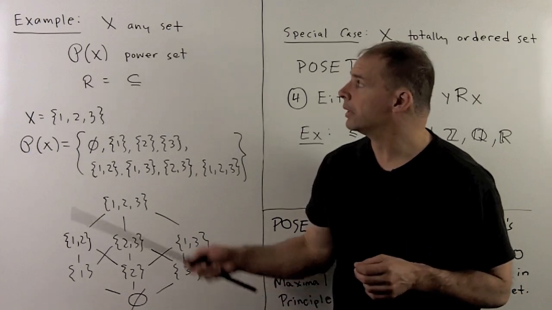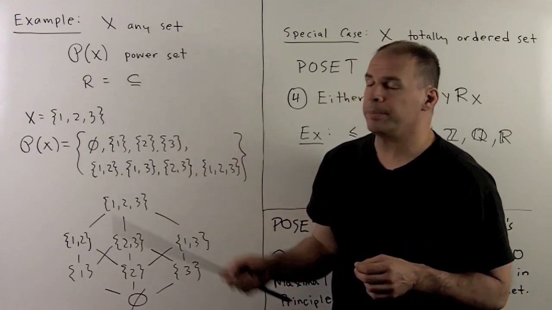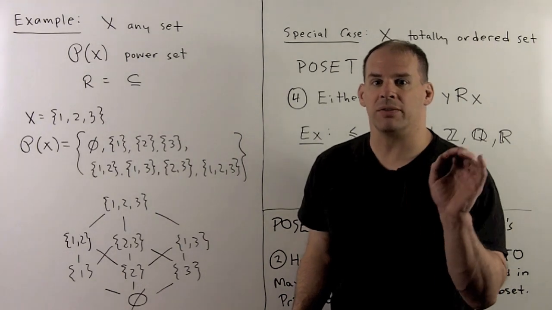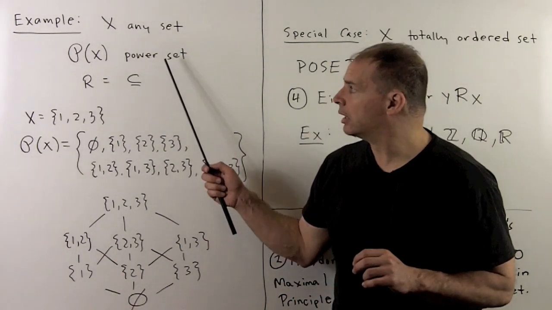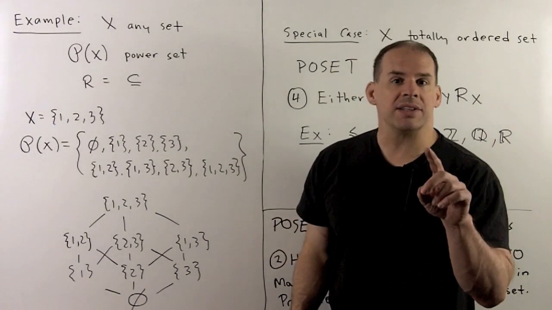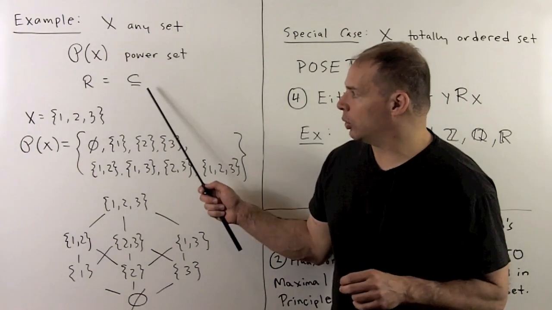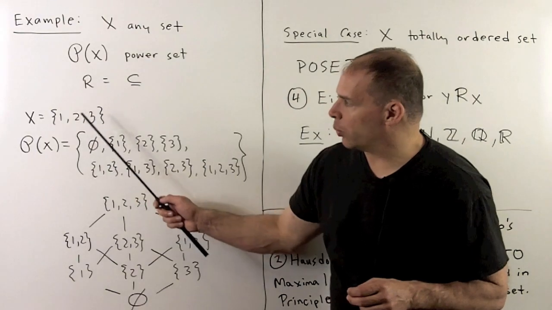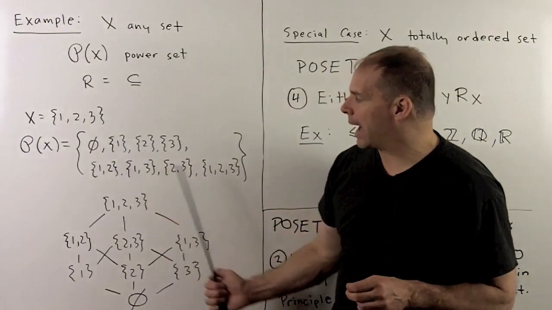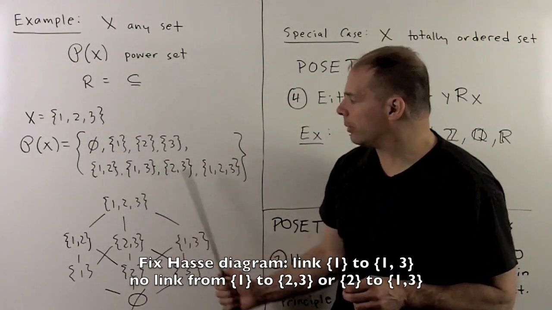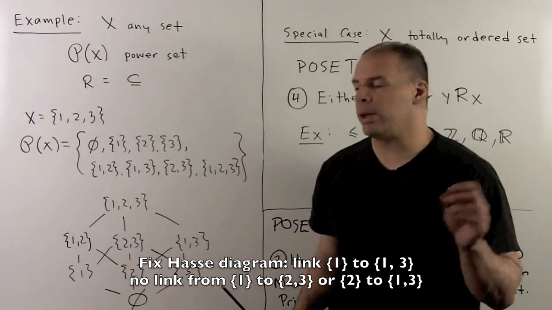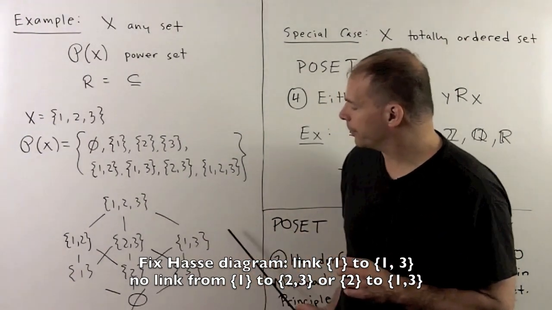Another example, let X be any set. We'll form the power set of X. That's a set consisting of all subsets of X. On that set, we'll put the relation of inclusion. So, for instance, if we take X to be {1, 2, 3}, I could form the power set, which has 8 elements. Under inclusion, we'll get the following Hasse diagram.